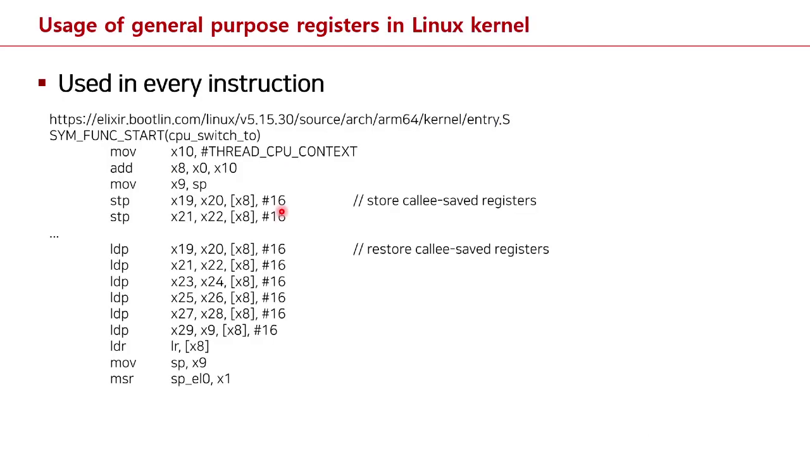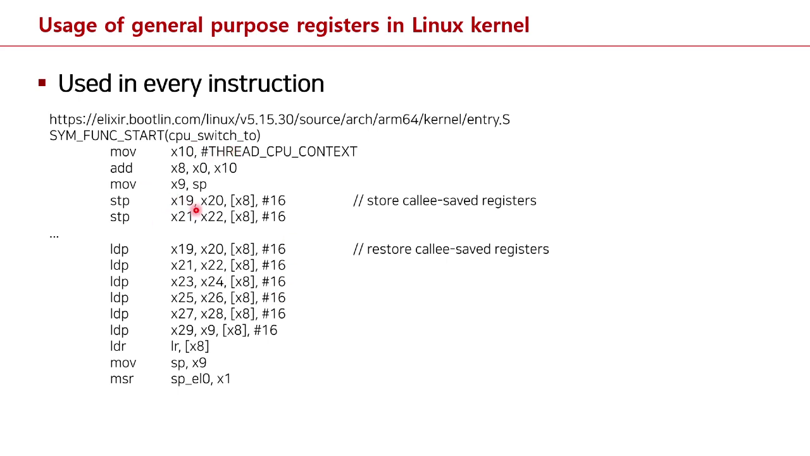Now that you got to know about the general purpose register in ARM version 8 architecture, let's look at an example assembly instruction in the slide. This is one of the labels in the Linux kernel. The name of the label is CPU switch 2. This label is responsible for performing the context switching.